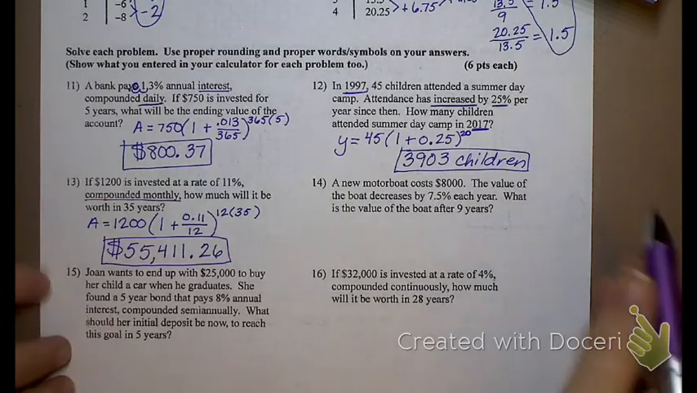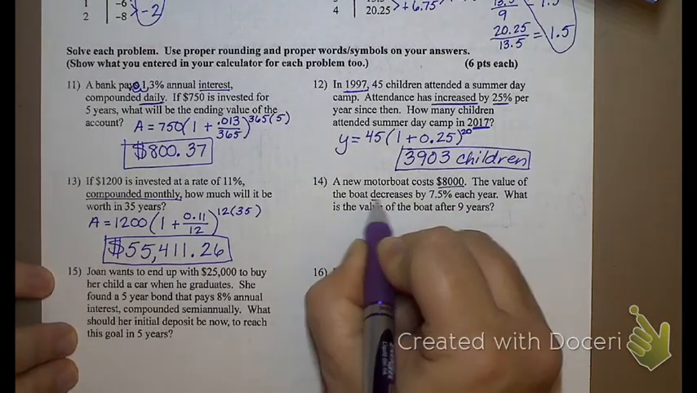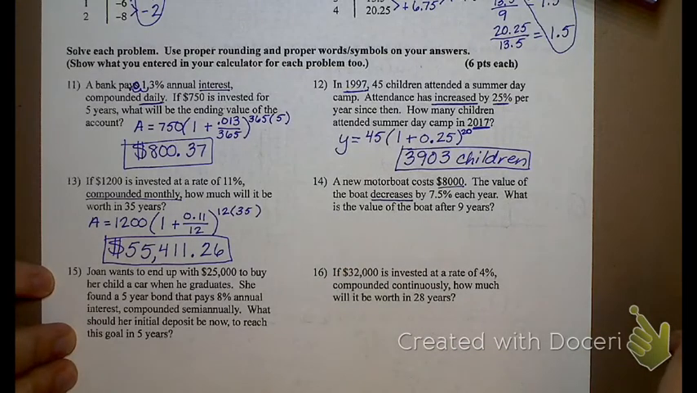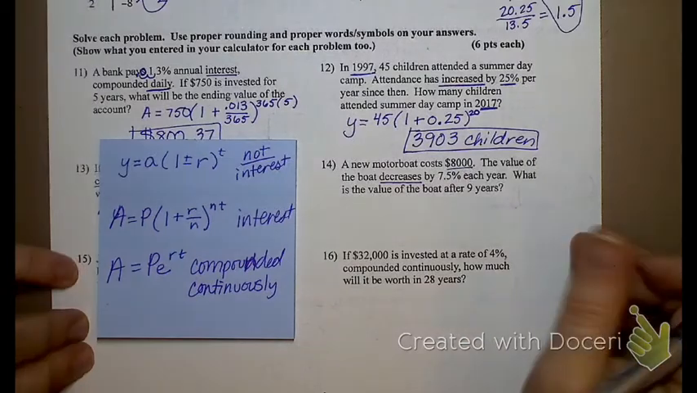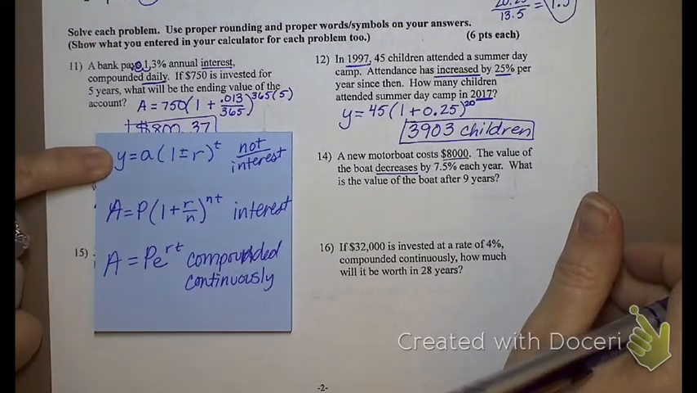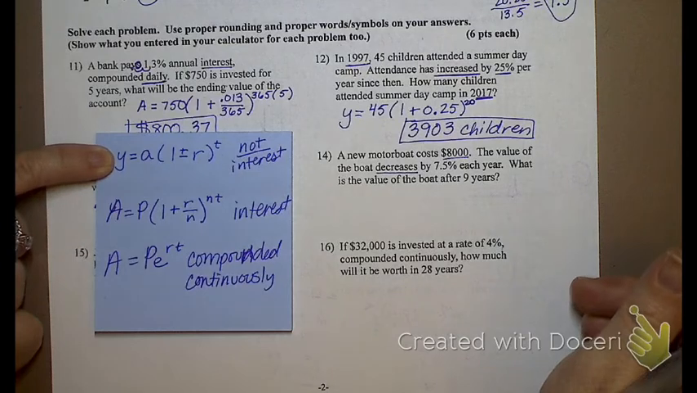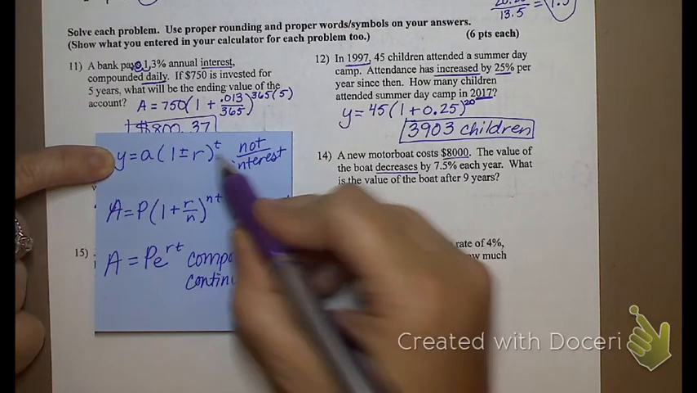All right, a new motorboat costs $8,000. The value of the boat decreases by 7.5% each year. What is the value of the boat after 9 years? Which formula, 1, 2, or 3? 1. It doesn't say anything about interest, and this one's the only one that you can use a minus sign in. So if you've got decreases, you're in this one.